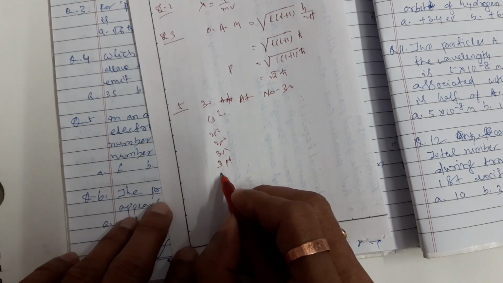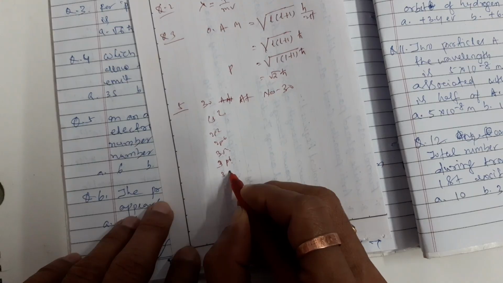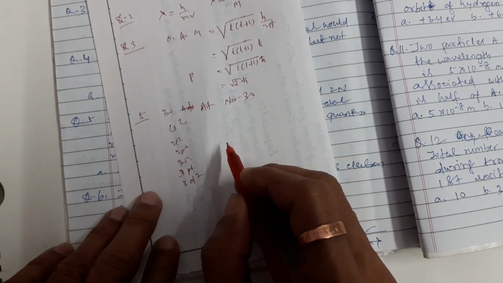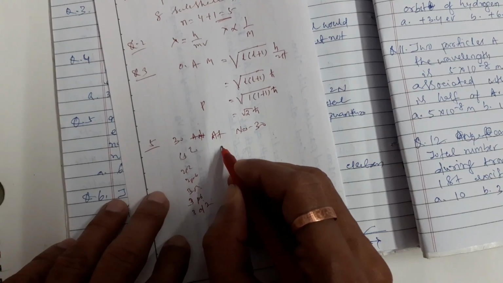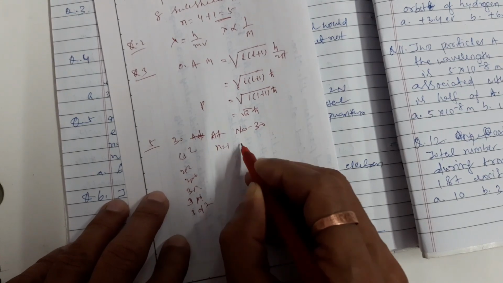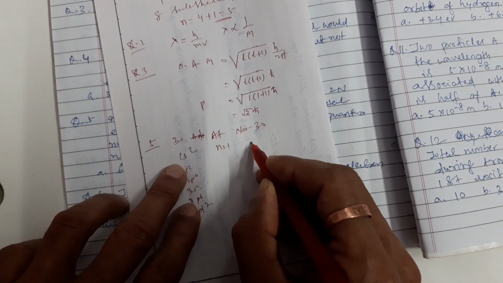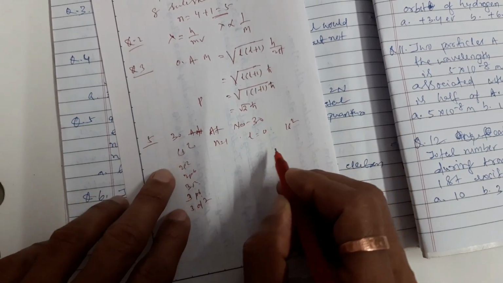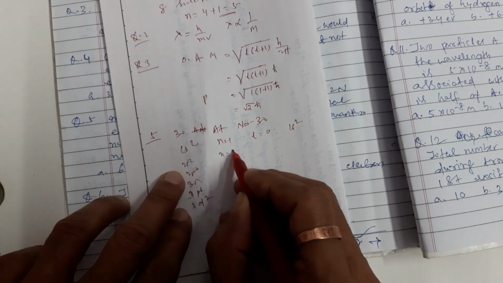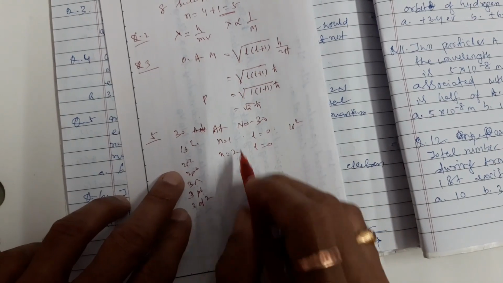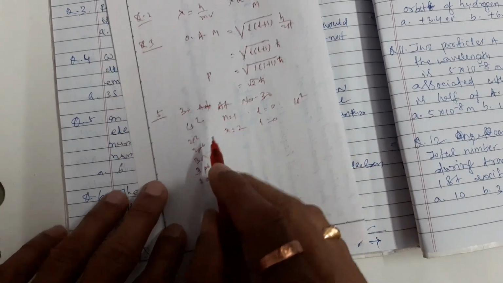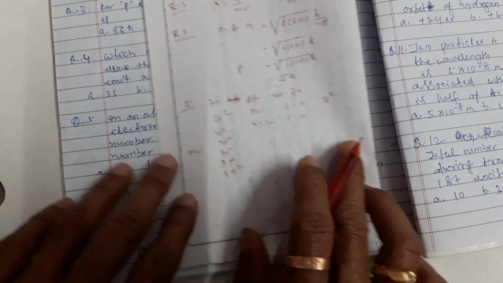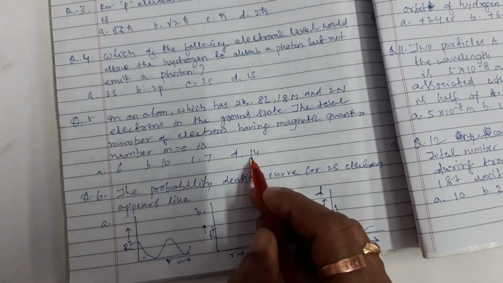Then comes 3d, 3d10. You have to write all these quantum numbers, spin and magnetic. n is equal to 1, l is equal to 0, that is 1s2. Then you write n is equal to 2, l is equal to 0. Similarly, you have to write for every subshell the magnetic quantum number. So you will get the value 14.